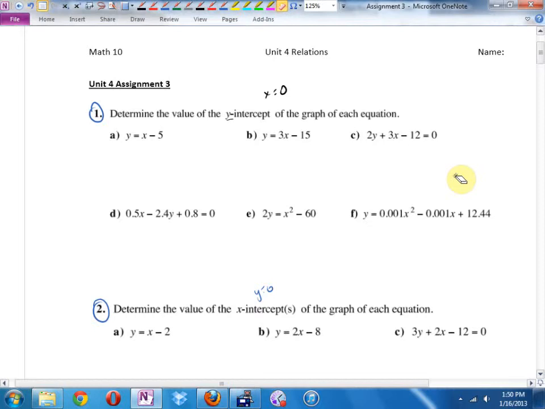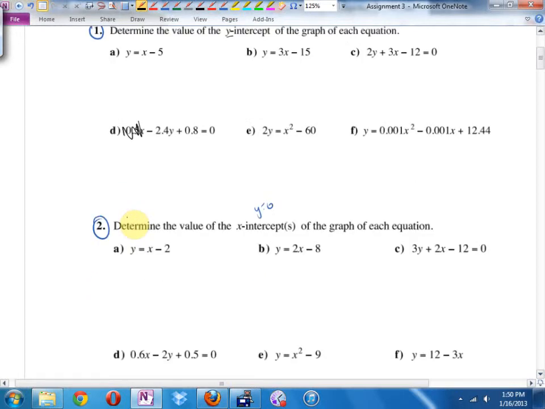What do they want me to find in 1D? The Y-intercept, which means I'm going to put a 0 in for the X. Okay? Amy, when I put a 0 in for the X, that's just going to vanish because it's going to be 0.5 times 0, which is just 0. My equation is going to be negative 2.4y plus 0.8 equals 0. And now I'm going to get the y by itself.